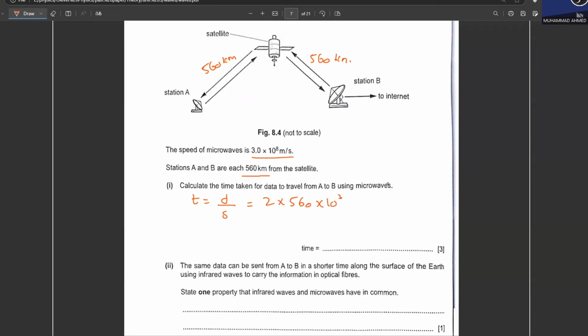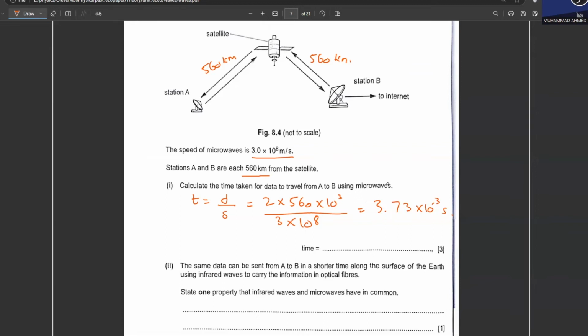560 into 10 raised to the power of 3. Why? Because I am converting kilometers into meters. Divided by the speed, 3 into 10 raised to the power of 8. What does this answer come out to be? Let's calculate. 560 into 10 raised to the power of 3 into 2, divided by 3 into 10 raised to the power of 8. The time comes out to be 3.73 into 10 raised to the power of minus 3 seconds.